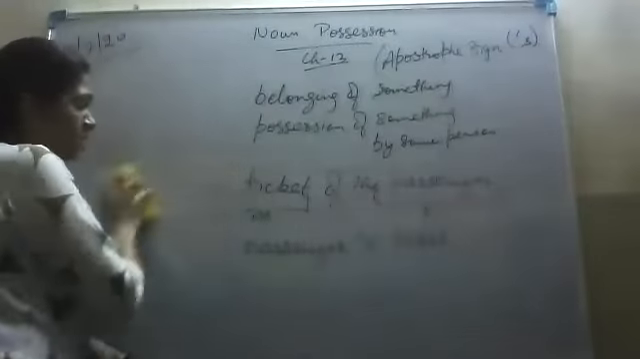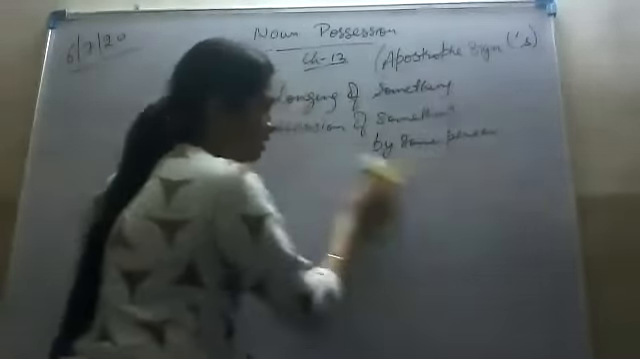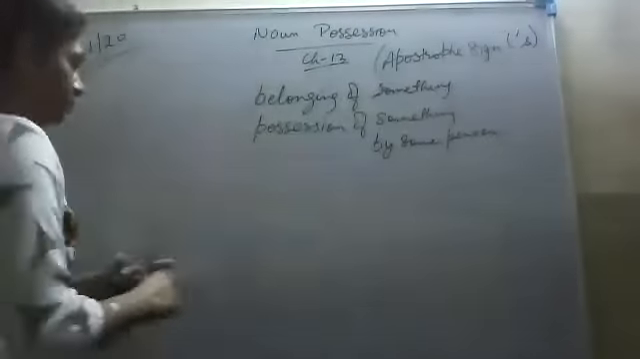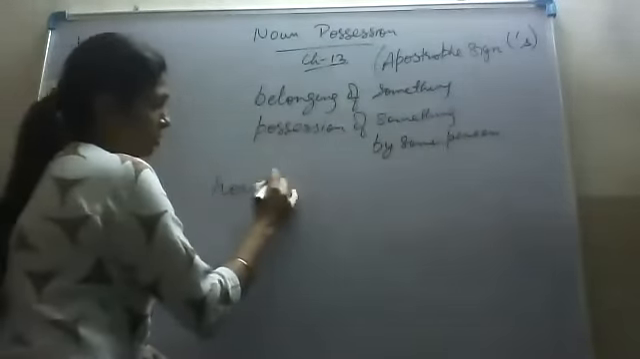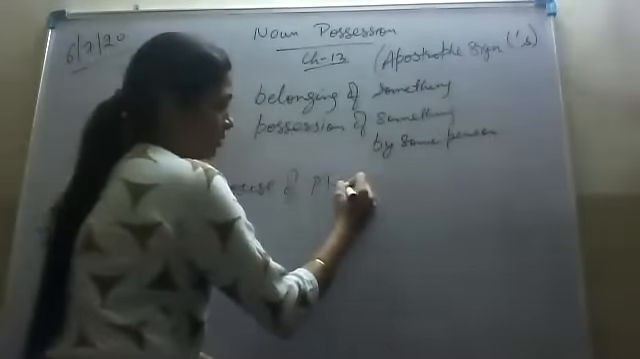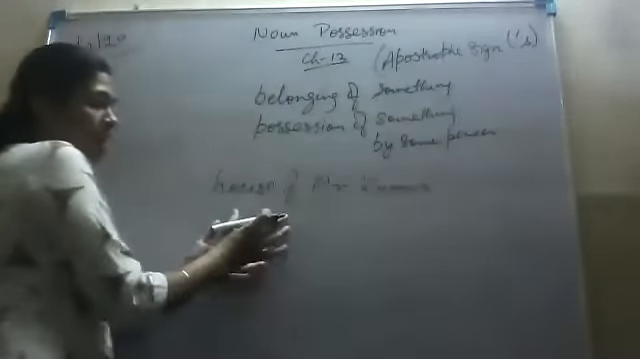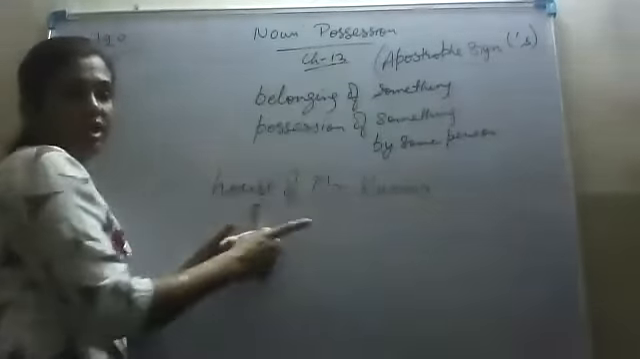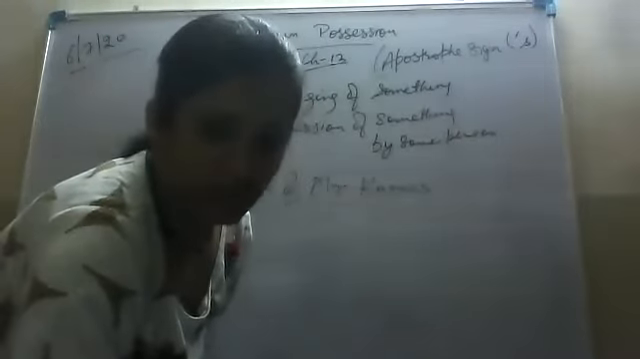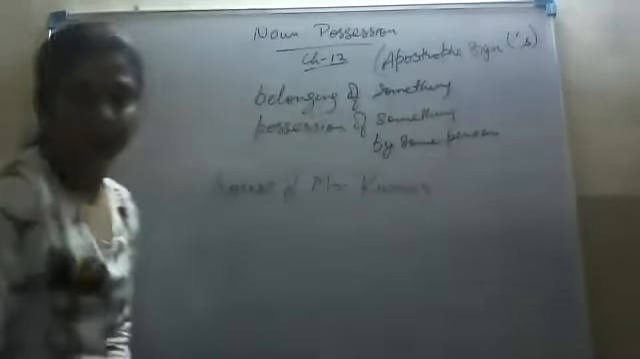I will give you a few more examples. You can write down the answers in the chat box. Is it clear? House of Mr. Kumar. You have to write down these expressions using the apostrophe sign in the chat box, and I will see to it. Everybody will do it right now, and then I will tell you about a few rules.